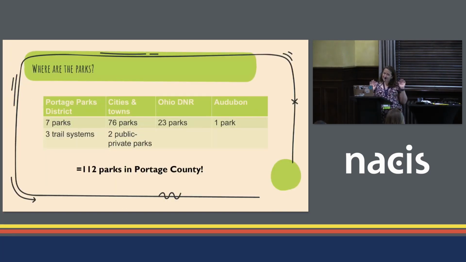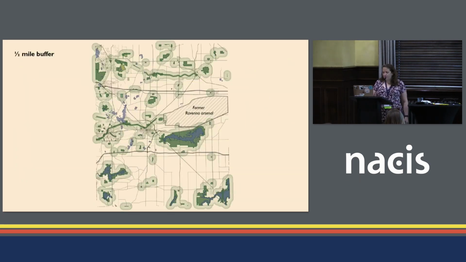So once I got the Living Atlas data, I was like, okay, now I'm moving along. I'll combine that with my local knowledge. And it turns out there's 112 parks in this county that has 180,000 people, so not bad, but also very complex when you're talking about figuring out park equity and park access. So I put a half-mile buffer around the parks.